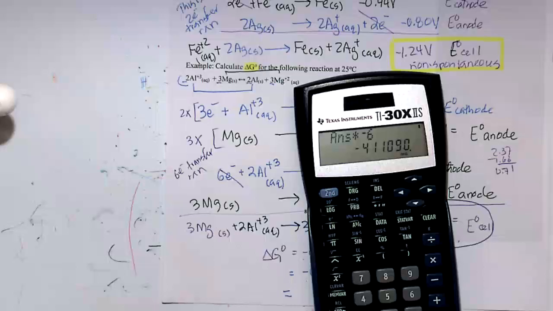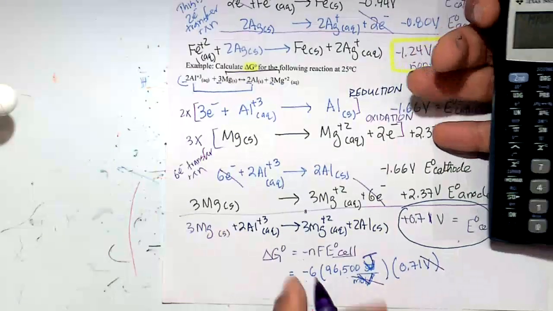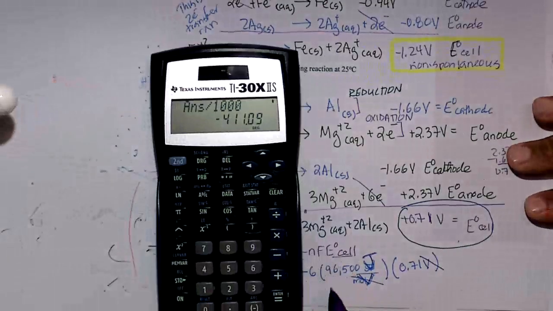Getting about minus 411,000. I'll divide it by 1,000 to get minus 411 kilojoules per mole, or just minus 411 kilojoules. That's fine.